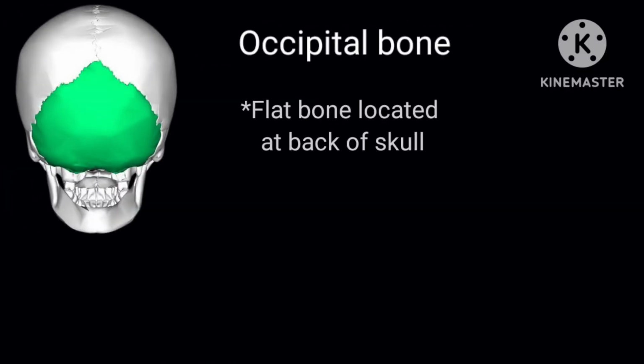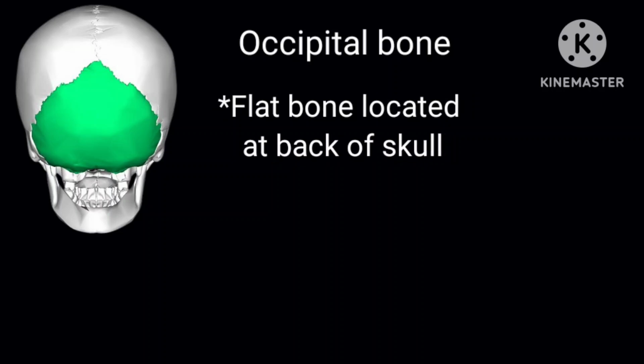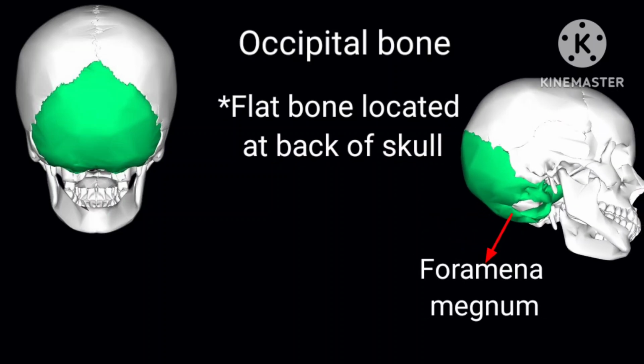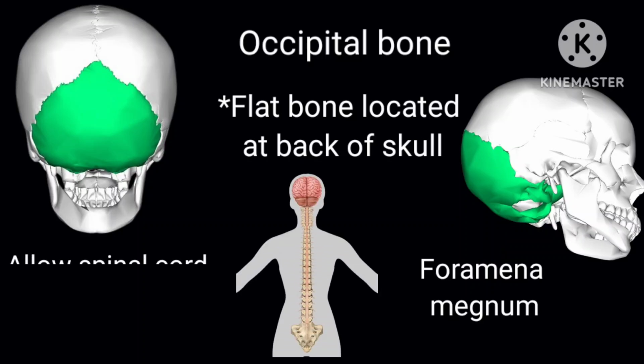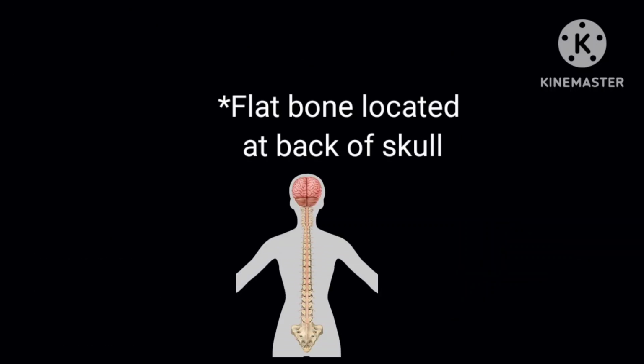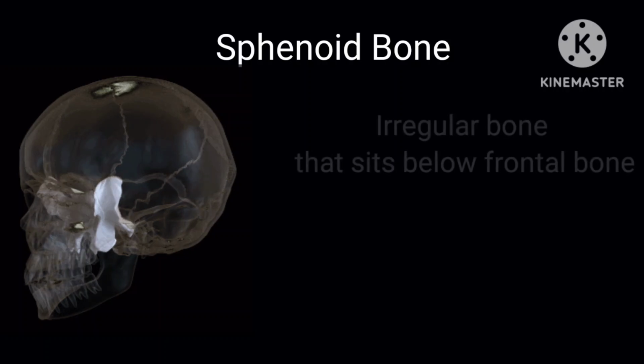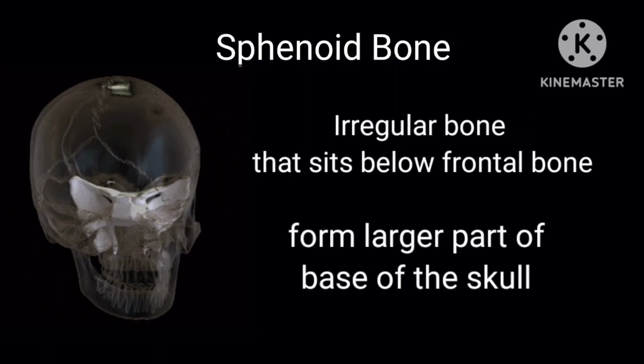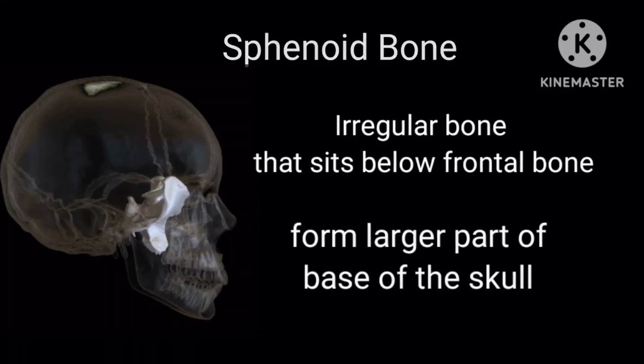Occipital bone is a flat bone located in the very back of your skull. It has an opening called the foramen magnum that allows your spinal cord to connect to your brain. Sphenoid bone is an irregular bone that sits below the frontal bone. It forms the larger part of the base of your skull.